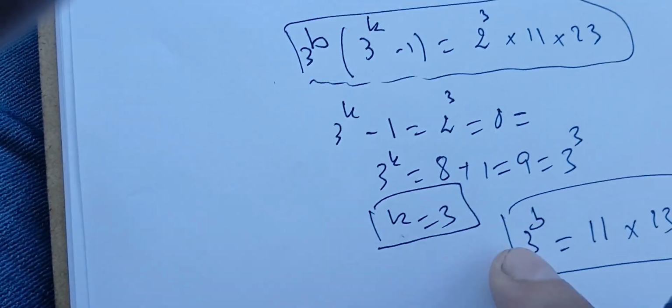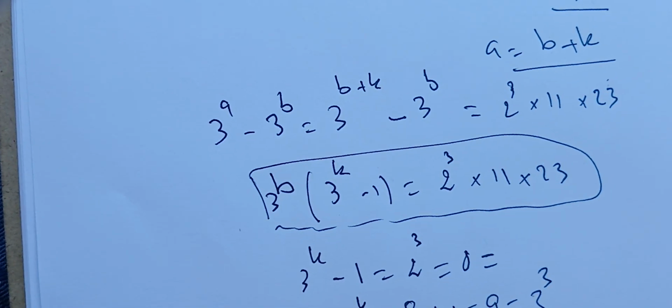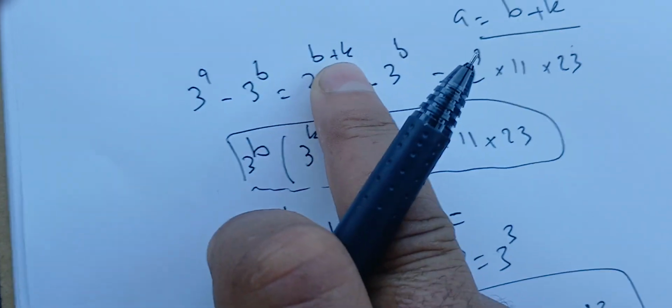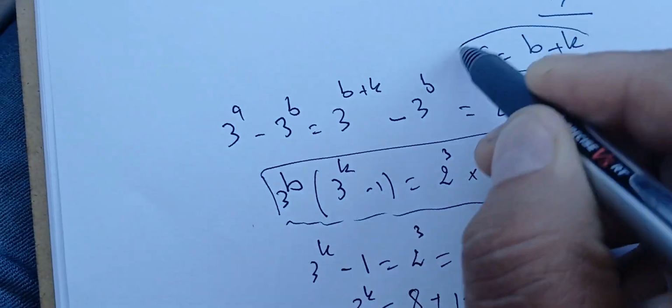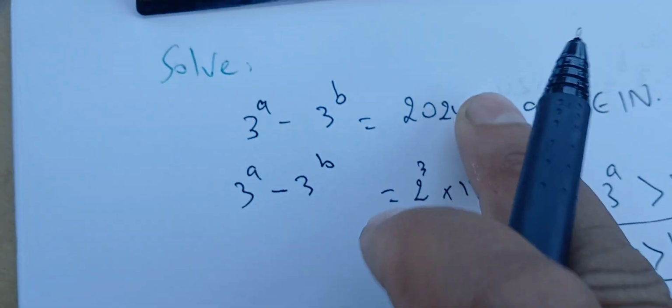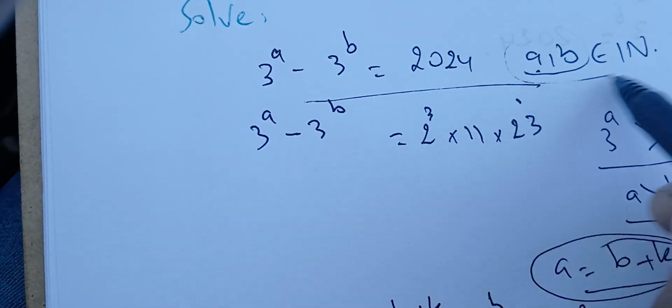So there is no integer that solves this equation. And since there is no b, there is no a, because we have proved that b and a are related by this relation. Therefore, there is no solution for this one such that a and b are integers.